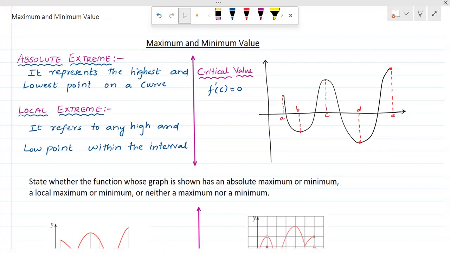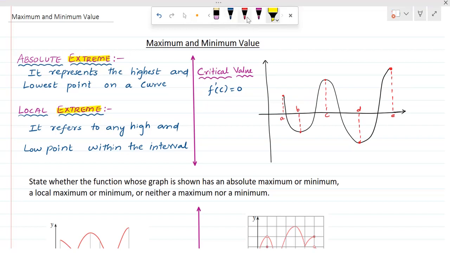In this video, we are going to study the maximum and minimum value, or we can say extremum value. What do you mean by extremum? Extremum means both maximum and minimum. The word extremum denotes the maximum and minimum. So how will you find this?